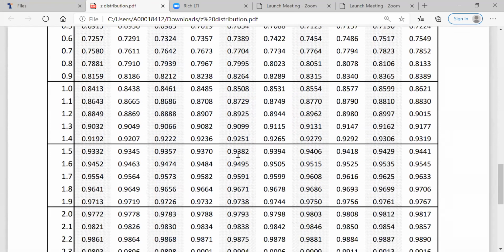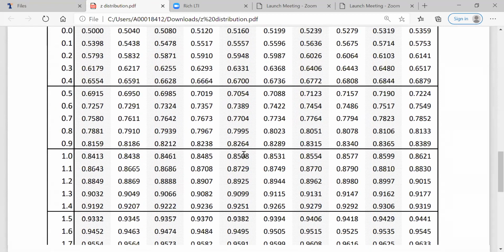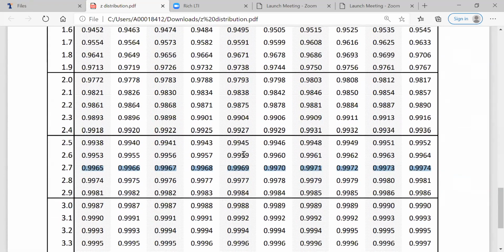I do have these columns alternately highlighted. You can tell that every other column is a little bit darker to make it easier to scroll up and down. We're looking in this column in this row, and the number we find is right here. The area we are looking for is 0.9969.